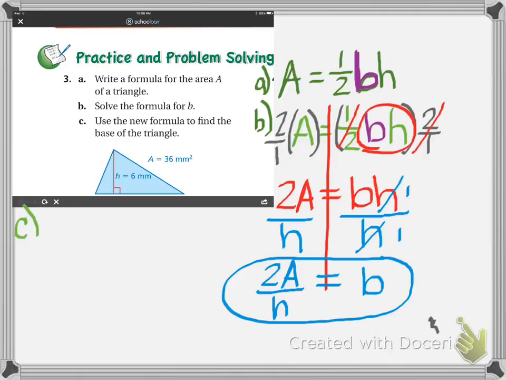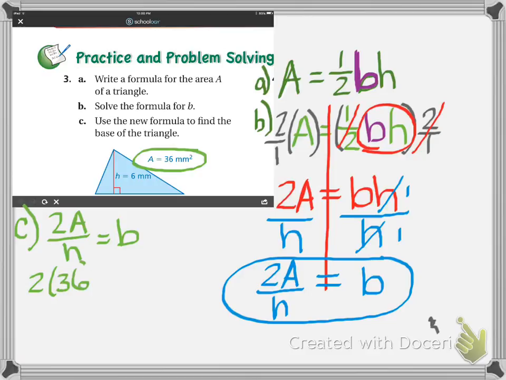Part C says use the new formula to find the base of the triangle. So we had 2 times the area divided by the height equals the base. If we look up at our problem, we see that the area is 36 millimeters squared. So 2 times 36 divided by the height, which is 6 millimeters, so divided by 6, gives us the base.